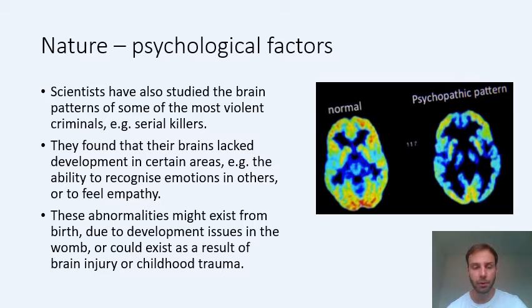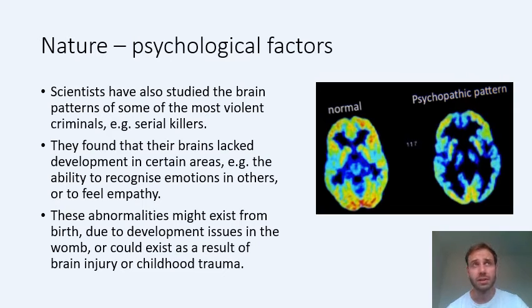And that third bullet point on the screen here is really important. These abnormalities, these development issues, because often it's brains which in some ways are underdeveloped. The emotional intelligence part of the brain hasn't developed properly. These abnormalities might exist from birth, i.e. there were development issues in the womb which led a child to be born that way, or it could result as a result of a brain injury.